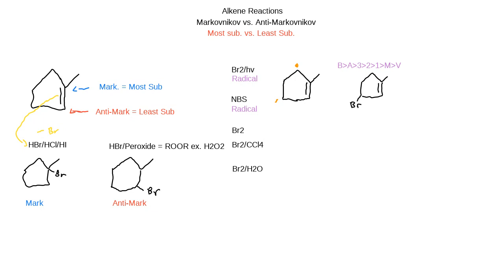All right, so when we simply only have Br2 or Br2 in CCl4, we are going to have two bromines on both sides of the double bond. But the interesting thing is that these bromines are going to be in what we call anti-addition. And what that means is they are going to be trans. Anti-addition means trans, and syn-addition means cis, and I'll write that down.